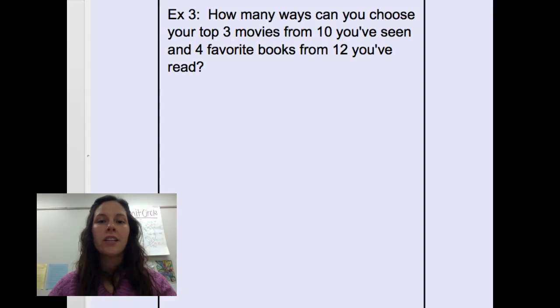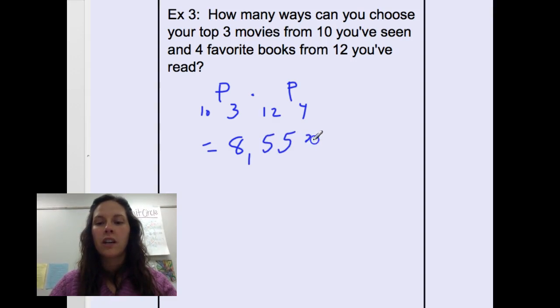Next, we're looking at choosing our top 3 favorite movies. When you choose your top 3, you put them in order. Here's my first favorite, my second favorite, my third favorite. So this ends up being a permutation, and it also is the fundamental counting principle where we're choosing our top 3 movies and our top favorite books. So we have 10 movies, order matters, we're choosing 3 of them, and 12 books, again, order matters, we're ranking them, P4. So that gives us a total of 8,553,600.